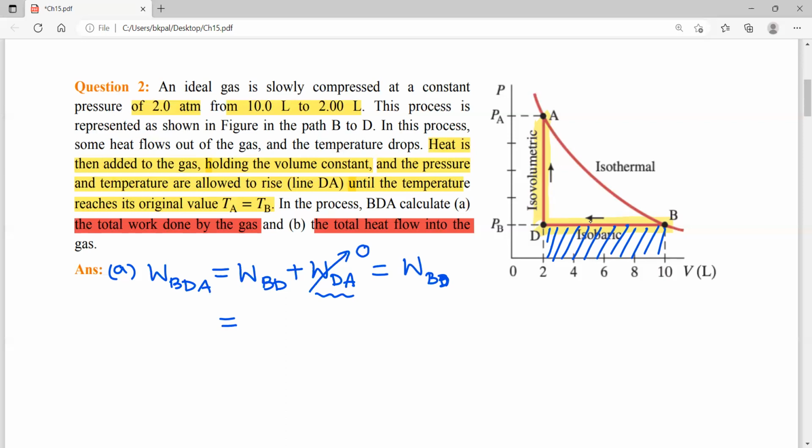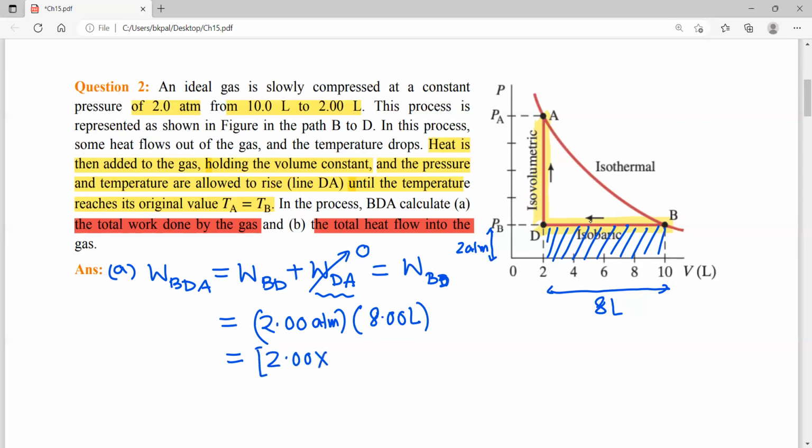The area of this rectangle is, from here to here, this is 2 atmospheric pressure, and from here to here, this is 10 minus 2 is 8 liter. So 2 atmospheric pressure and then 8 liter. Now, you know that atmospheric pressure and liter both are not in the standard international unit, so you have to convert them into standard international unit. 1 atmospheric pressure means 1.013 times 10 to the power 5 Newton per meter square, and 8 liter means 8 times 10 to the power minus 3 meter cube.